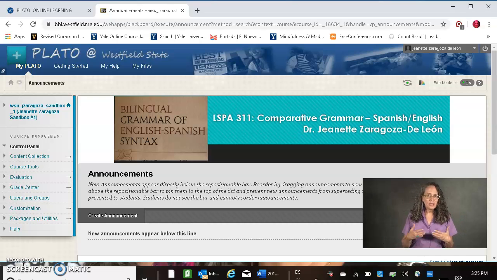Also, the textbook that we'll be using, which is a bilingual grammar of English and Spanish syntax primarily, is geared towards translators. So that means that we're going to be learning syntactical and grammatical issues that affect our translation.